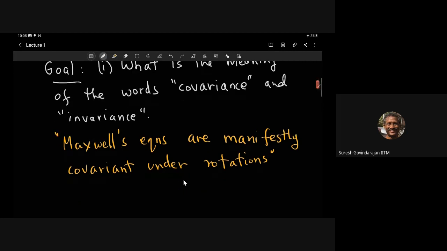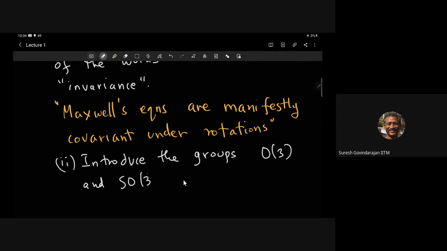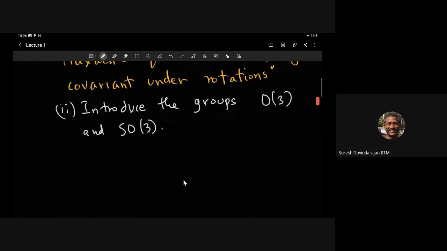Okay, if you know it, very good, congratulations. And the second thing is to introduce you to the groups O3 and SO3. So this is our goal for today's lecture, just these two simple things. Okay, so this is the plan, and so let's get going.